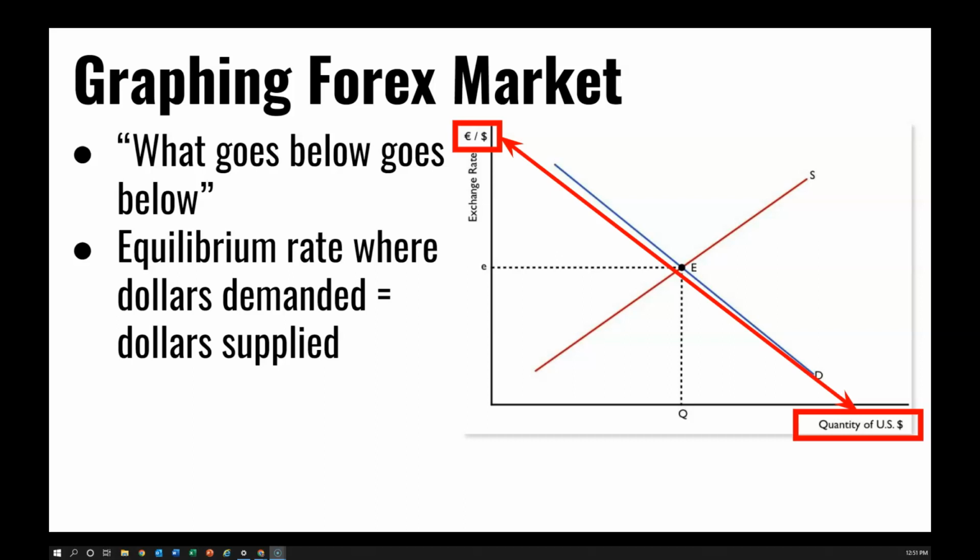When there are changes in the market, the exchange rate will either go up or go down. And when the price of currency rises or falls, it will dictate whether the currency has appreciated or depreciated in value. So let's look at an example.